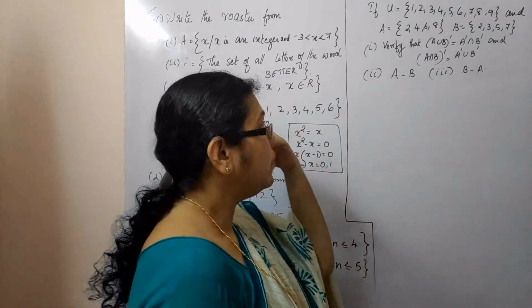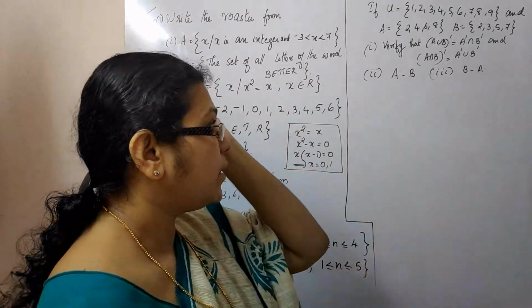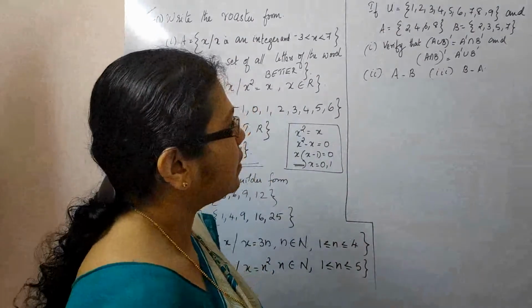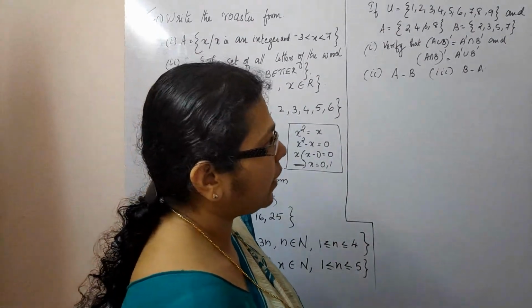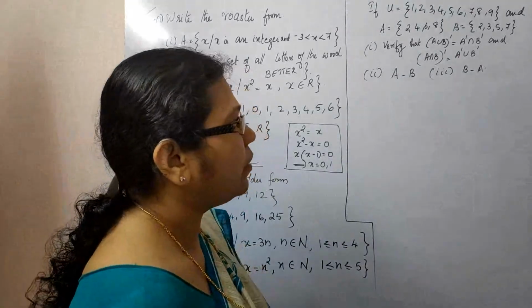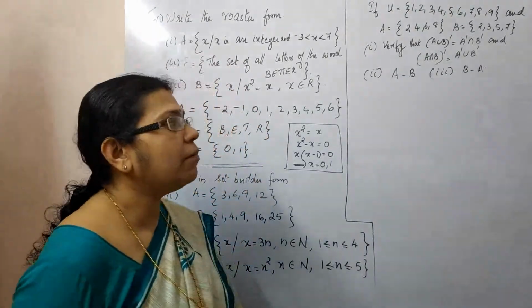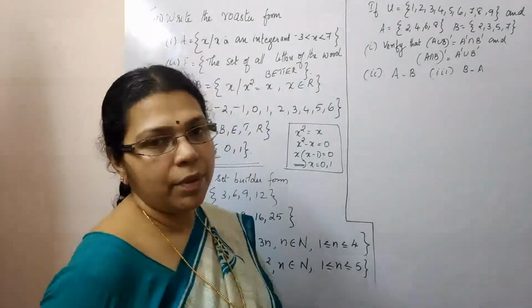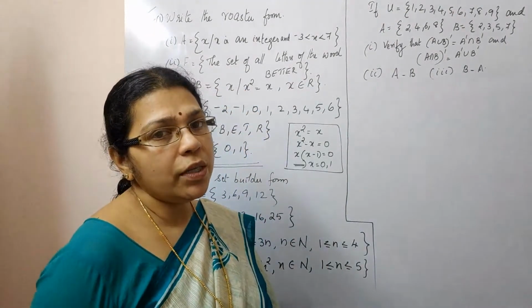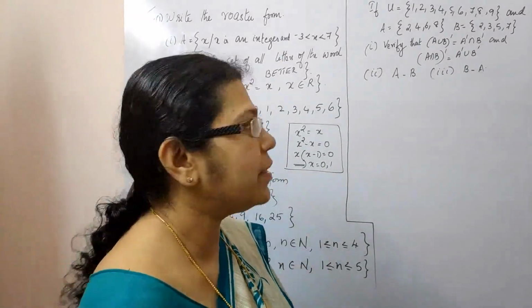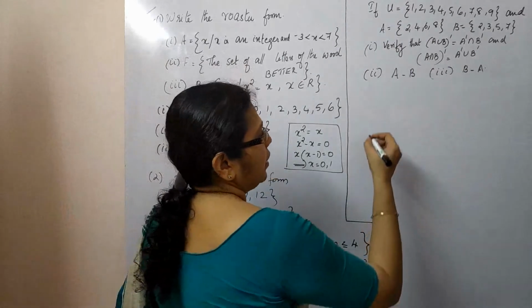U is equal to the set 1, 2, 3, 4, 5, 6, 7, 8, 9, 10 and A is equal to the set 2, 4, 6, 8, B is equal to 2, 3, 5, 7. Verify A union B the whole complement is equal to A complement intersection B complement and A intersection B the whole complement equals A complement union B complement. Now what is this law called? It is De Morgan's law. We had already discussed this. Okay. Now let's see the verification part of it.